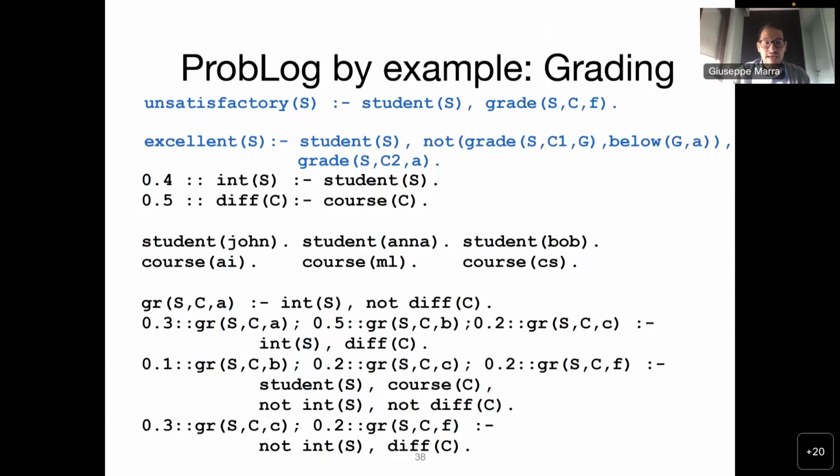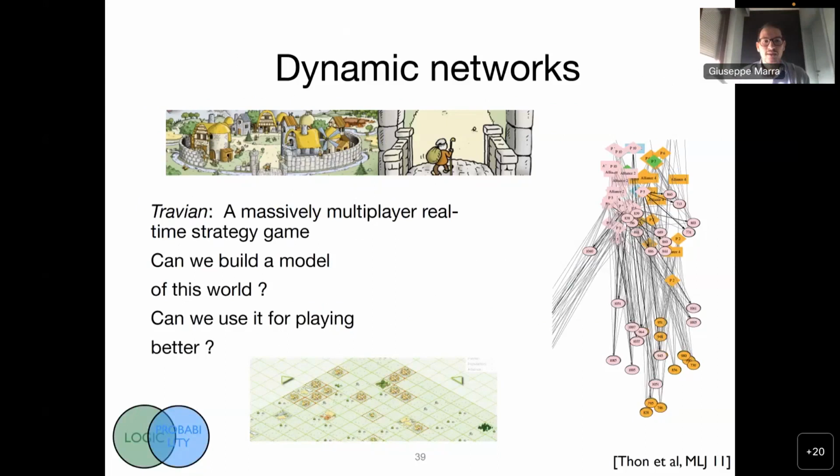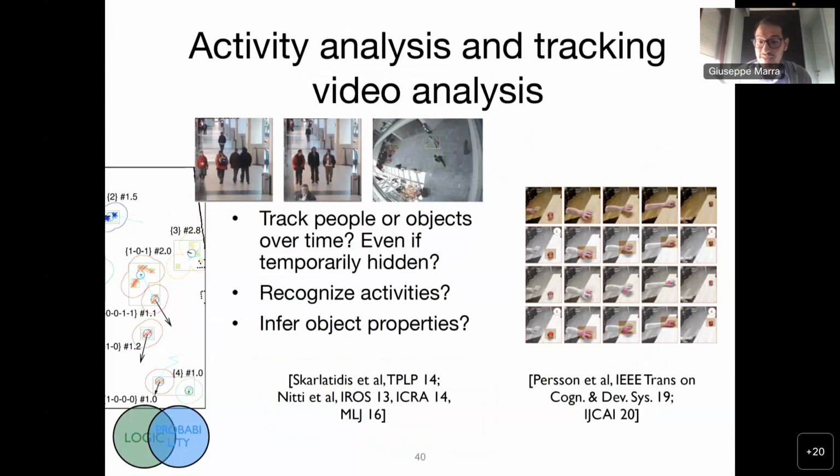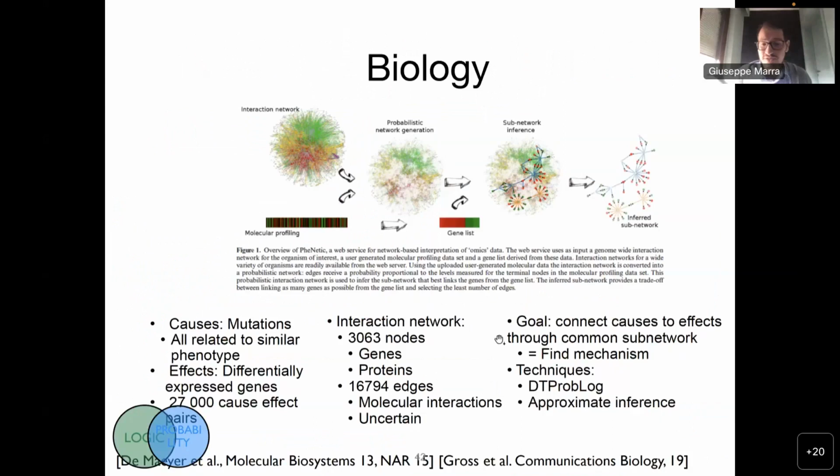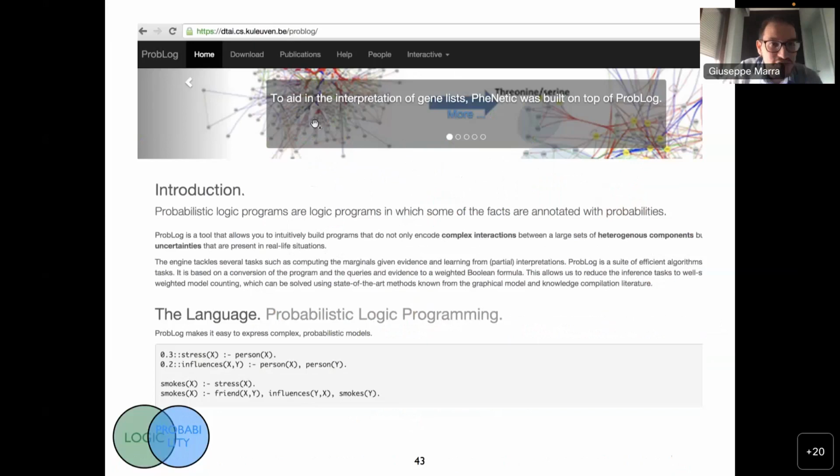And this has been applied in a lot of different domains, for example, in dynamic networks for massively multiplayer real-time strategy games, or it's being used to analyze activities and tracking in videos, or for learning relational affordances in robotics, or also in bioinformatics for mutation networks, interaction networks, or cause-effect networks. So this is a really powerful language that can be used to model a large variety of tasks. I don't know if this is clear, but at the top you can see there is a link, and we have a pretty deep tutorial, so you can try the system online. If you want to try it, you can go to that link, and it's a very nicely made system.